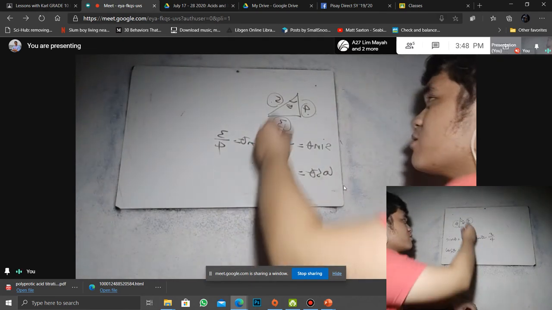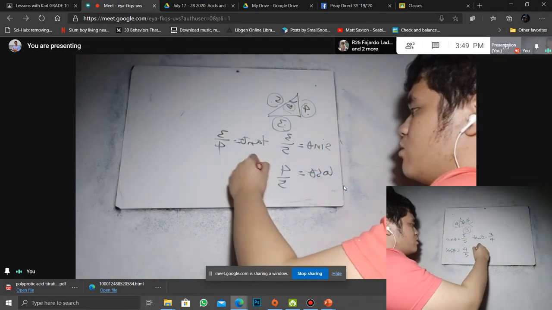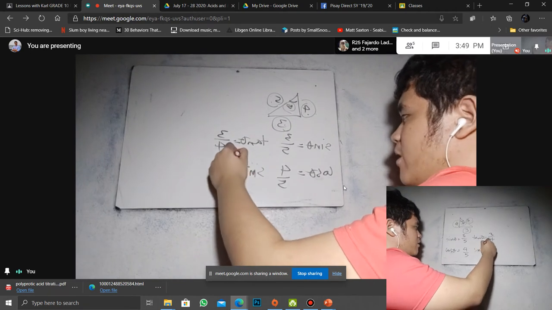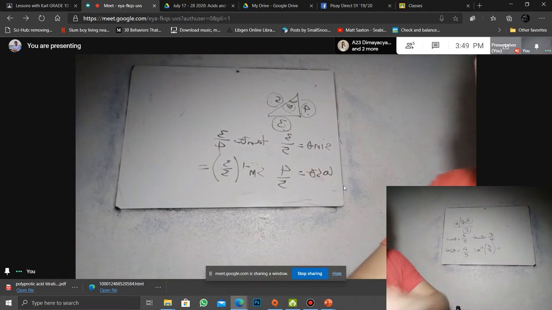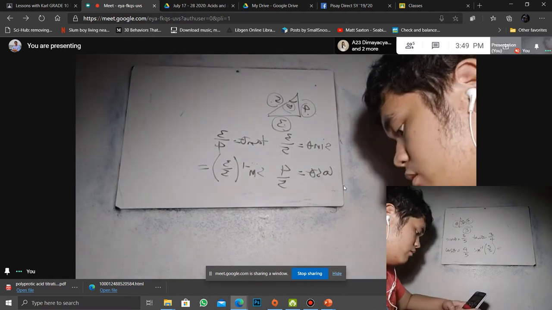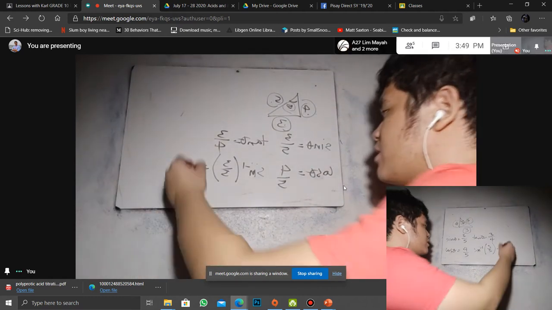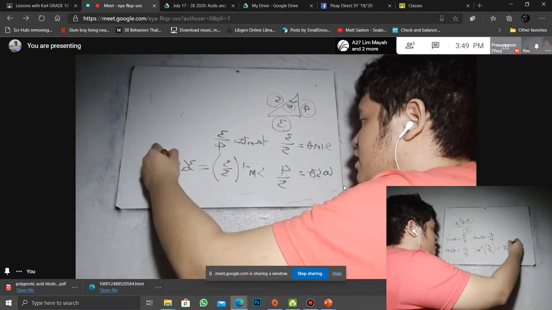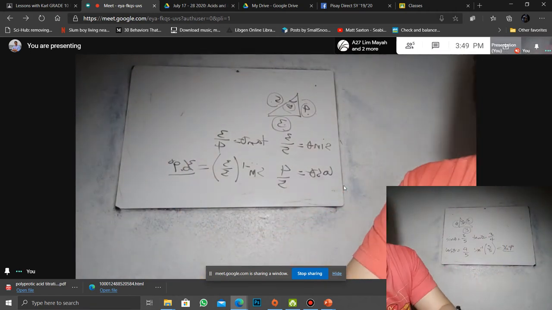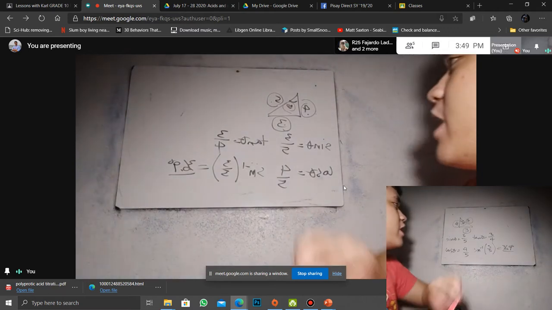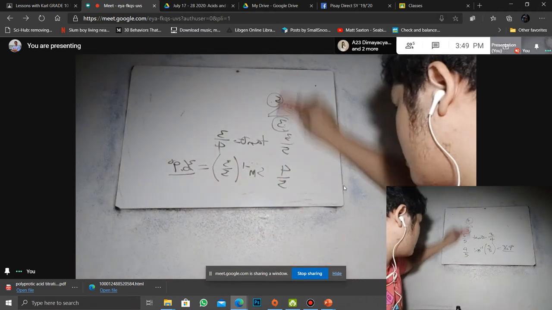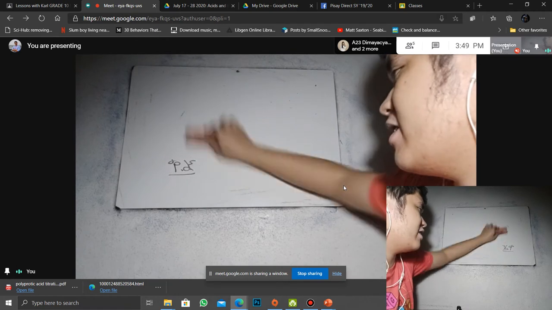Tapos, paano ko kukunin yung measure nito? I'll just use sine inverse, no? Kasi yun na yung convenient sa akin. Around 36.9 degrees. You can use your calculator naman. Okay, sige. I hope everyone gets that naman. Ngayon, let's start sa main lesson natin today.